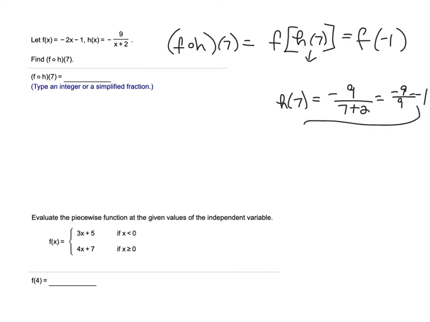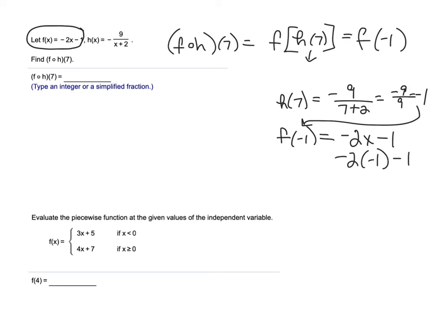Okay, so from here, let's find f of negative 1. And we go over to my f function, which was right there. Negative 2x minus 1. Okay, so negative 1, that would be negative 2. Plugging in for x. I got 1. 1 is my answer.